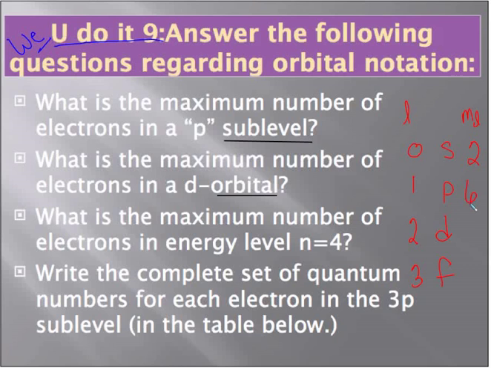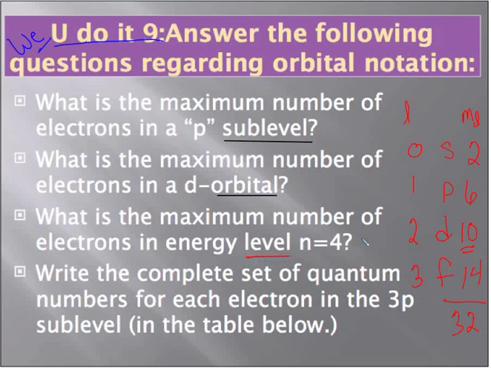So this can hold 2 electrons. The P can hold 6. The D can hold 10. Just as an aside, take a look at your transition metals in the middle there and count how many blocks are in those transition metals. And the F has 14, and so then we can add all those up and we'll get 32.